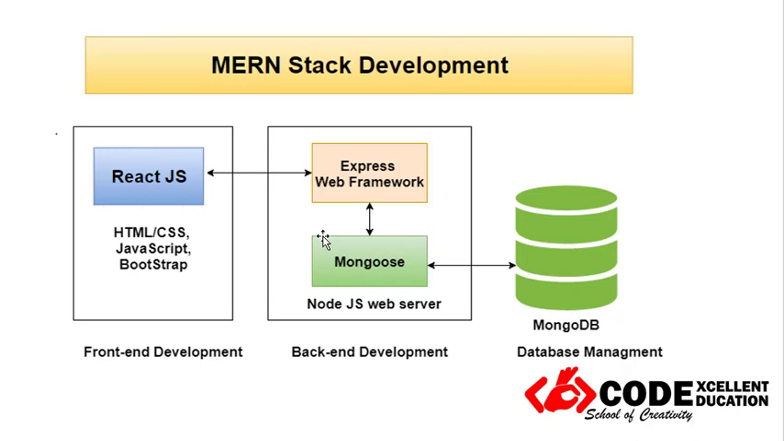So let's just look at this simple architecture of MERN Stack development. This is just to explain how MERN Stack works. We have the database right here, and Node.js is going to help us communicate with the MongoDB. Then we have the Express web framework that is going to enable Node.js and React.js to communicate. React.js is where we'll have the HTML, CSS, JavaScript, and Bootstrap files for the front-end development.